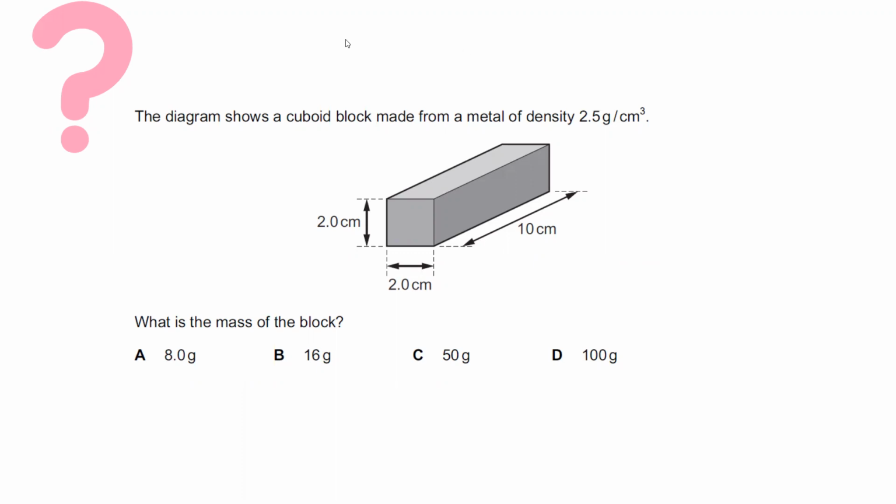We need the mass of an object. Mass is density multiplied by volume. This is the density given, and to get the volume, it will be length into width into height. So what appeared to be the right answer? So 2 multiplied by, what about others? I want participation from everyone.